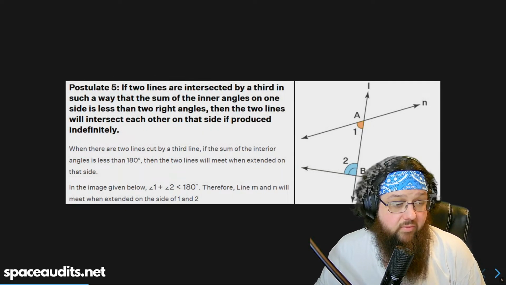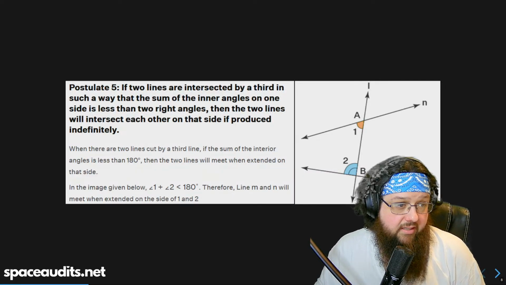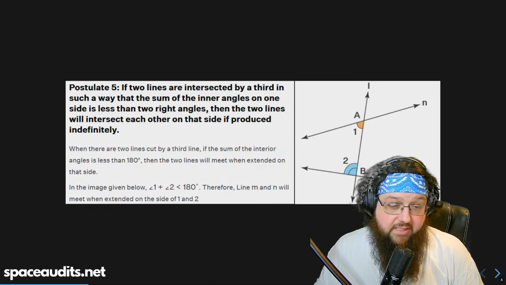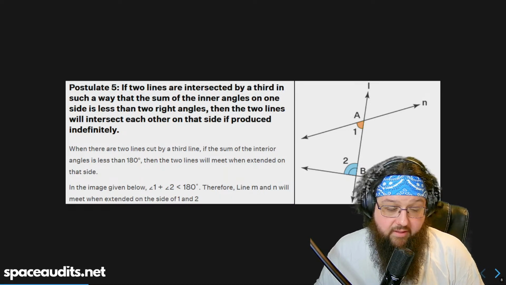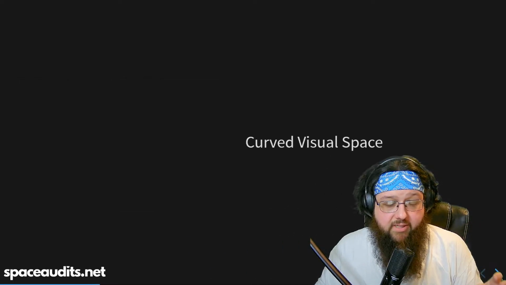Okay. And then this one right here, postulate 5: if two lines are intersected by a third in such a way that the sum of the interior angles on one side is less than two right angles, then the two lines, if produced infinitely, will intersect on that side. So what he's saying here is if the sum of these angles is less than 180 degrees, these will converge. And if they're greater on the opposite side, they won't converge.